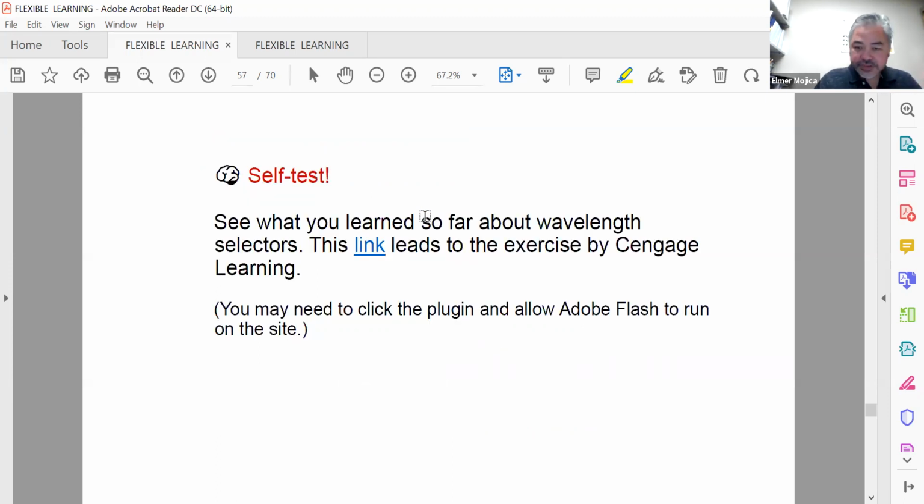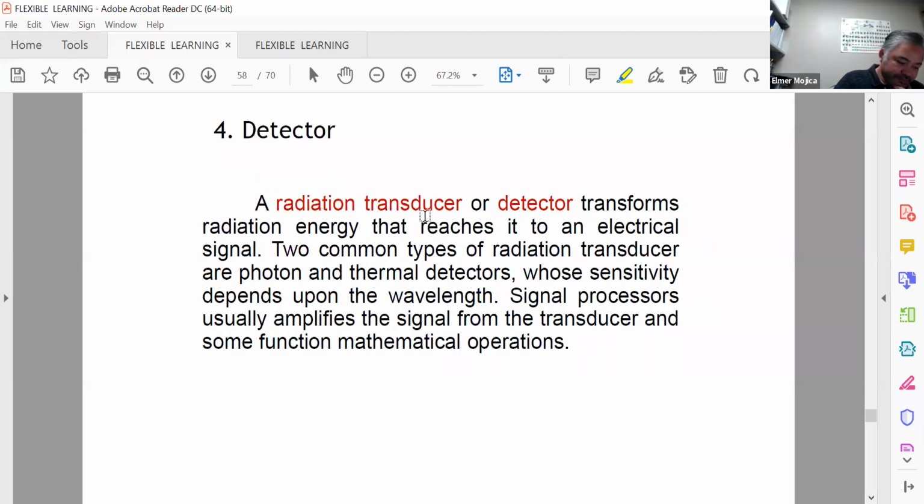Okay, so try to see if you can access this self-test for you to understand more about the topic. And then we go with part one, which is the detector.